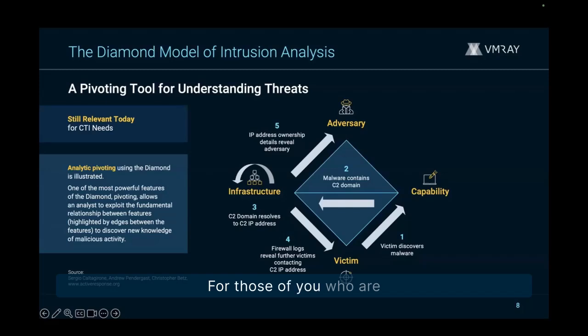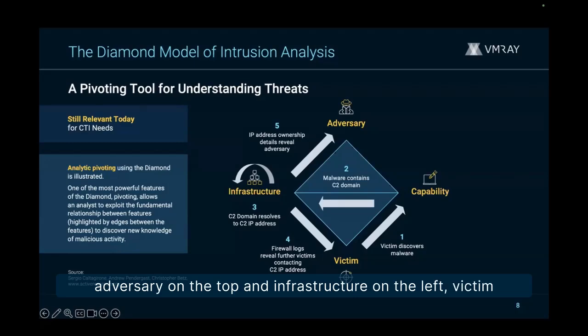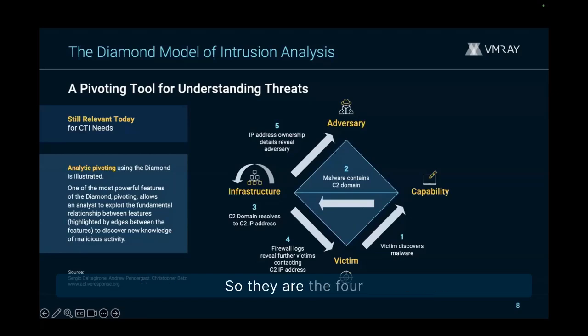For those of you who are not familiar, this is actually point zero and an empty square, tilted 45 degrees. It is defined as a victim-centered approach that connects adversary on the top and infrastructure on the left, victim on the bottom, and the capability on the right. So they are the four core components to understand threats.